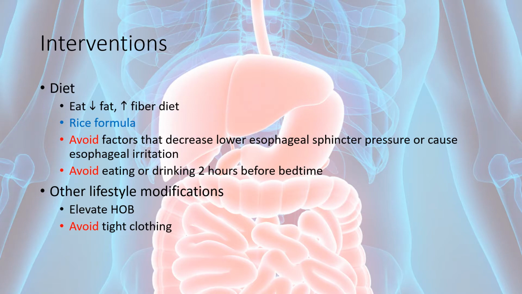Other lifestyle modifications that our patient can do is elevate the head of the bed. Obviously, the higher the head of the bed, the higher their torso, the higher their mouth, I guess, in relation to their stomach, the less likely they will reflux.